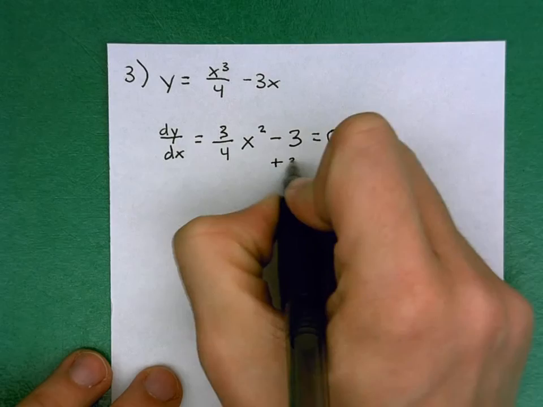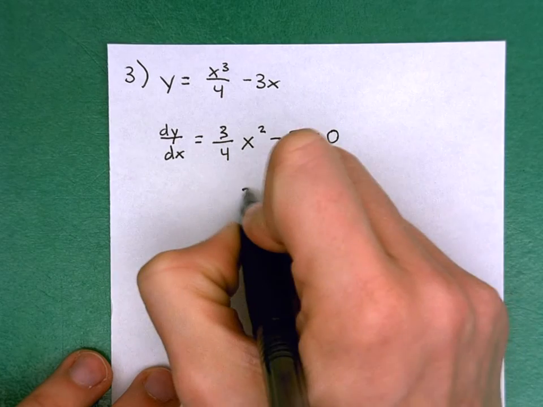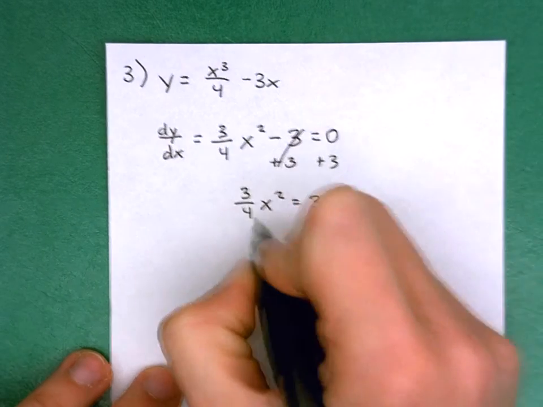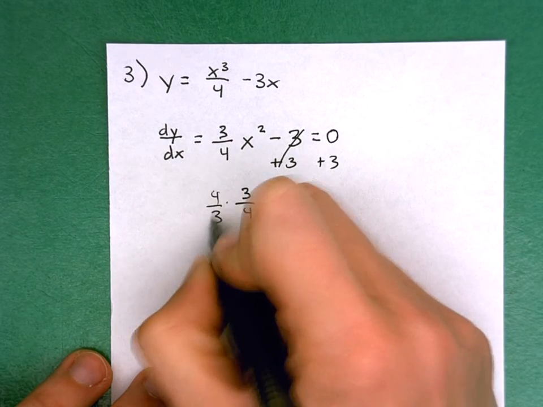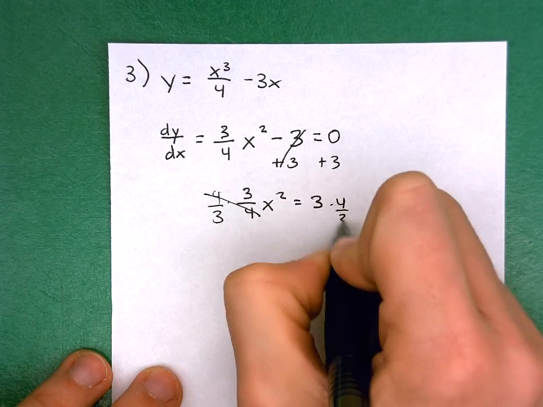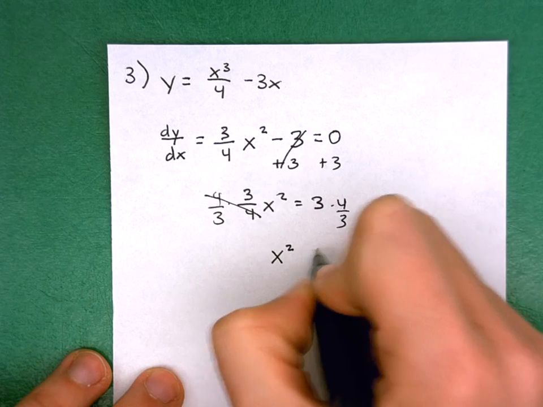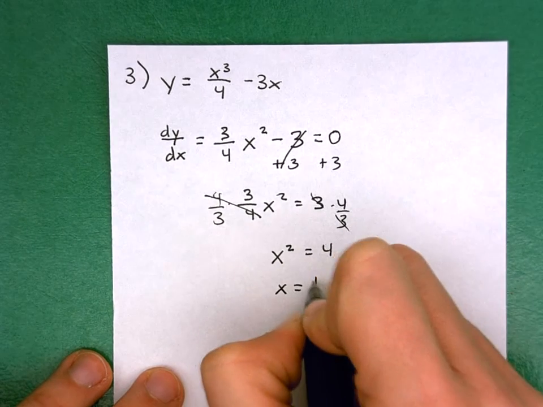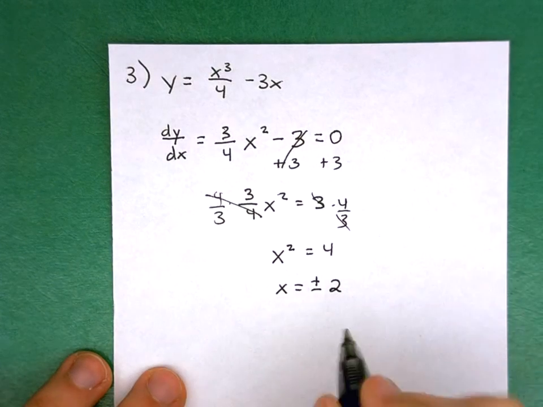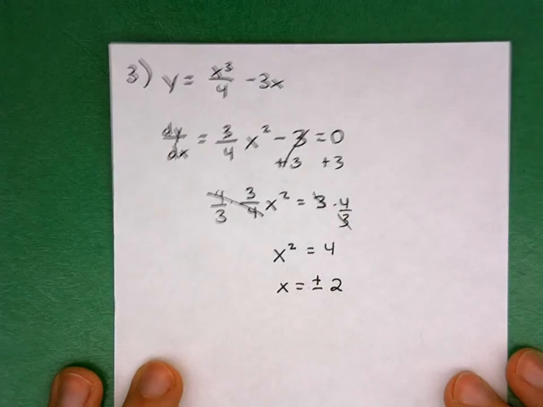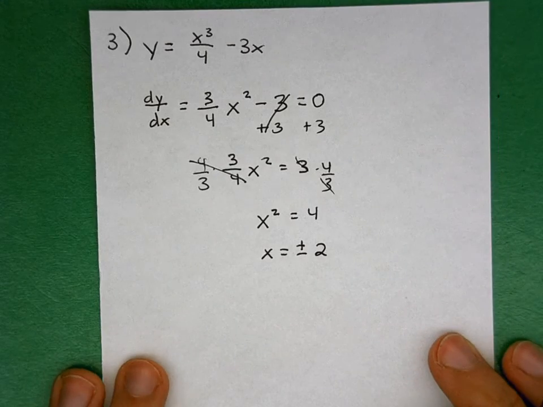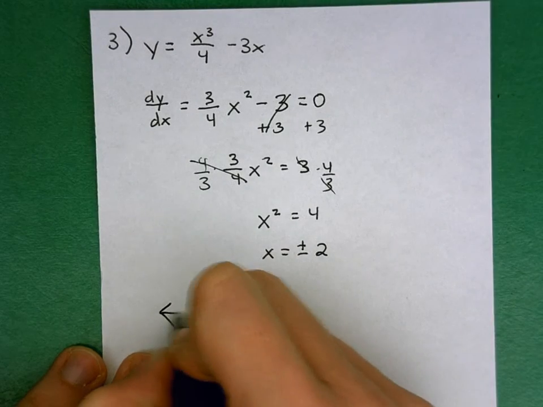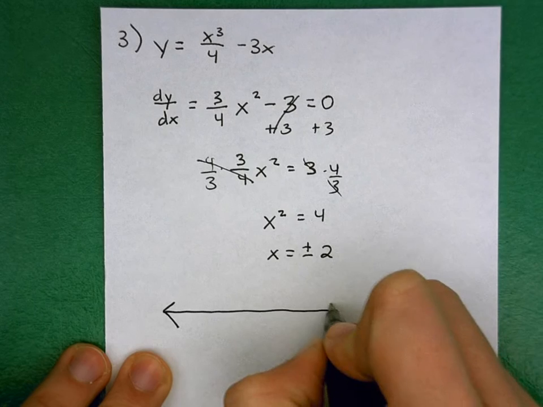Okay, so we're going to go ahead and solve this. We're going to add 3 to both sides. We get 3/4 x squared equals 3. Multiply both sides by 4/3 to get rid of that fraction. We get x squared equals 4, which means x equals plus or minus 2, positive or negative 2. And so in this particular problem, we have more than one critical number, meaning we're going to have more than 2 intervals. Right? You can have as many intervals as the function requires, right? There's no limit on the number of intervals.